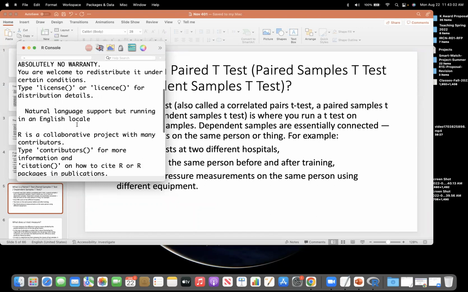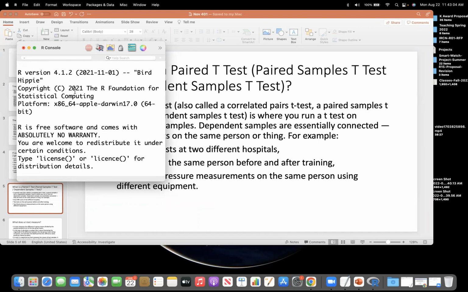Okay, so make sure before our next class on Wednesday, you have your R running, and then we can just continue our t-test in the next class.